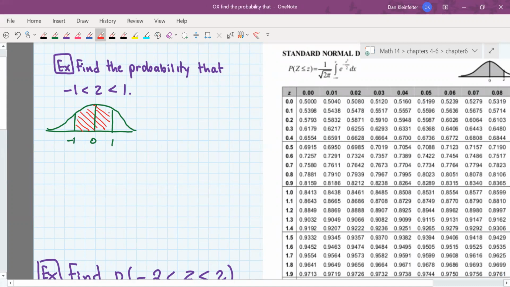Okay, so there's a couple of ways that we can do this. One way is as follows. This involves a z of 1. So let's see what our table tells us for a z value of 1. The area to the left of 1.00 in our table is 0.8413.